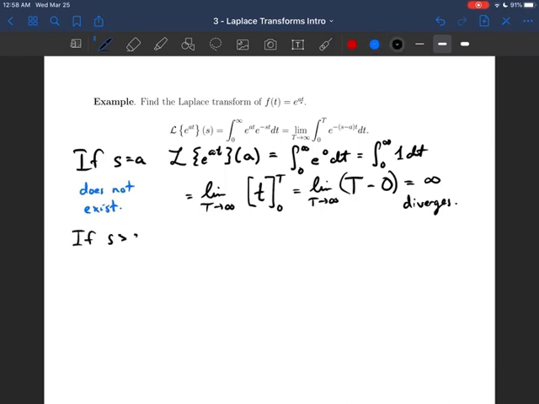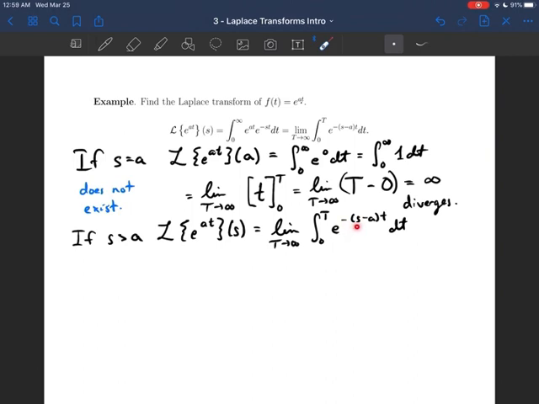Let's look at a case now. What if s is greater than a? Well, now it's going to be a little bit different. Let's try it all over again. My Laplace transform of e to the at, as a function of s, is equal to, I'm going to write this in its proper form right at the beginning, the limit as T goes to infinity of the integral from 0 to T of e to the minus (s minus a) t dt. All right, so we need to take an antiderivative.